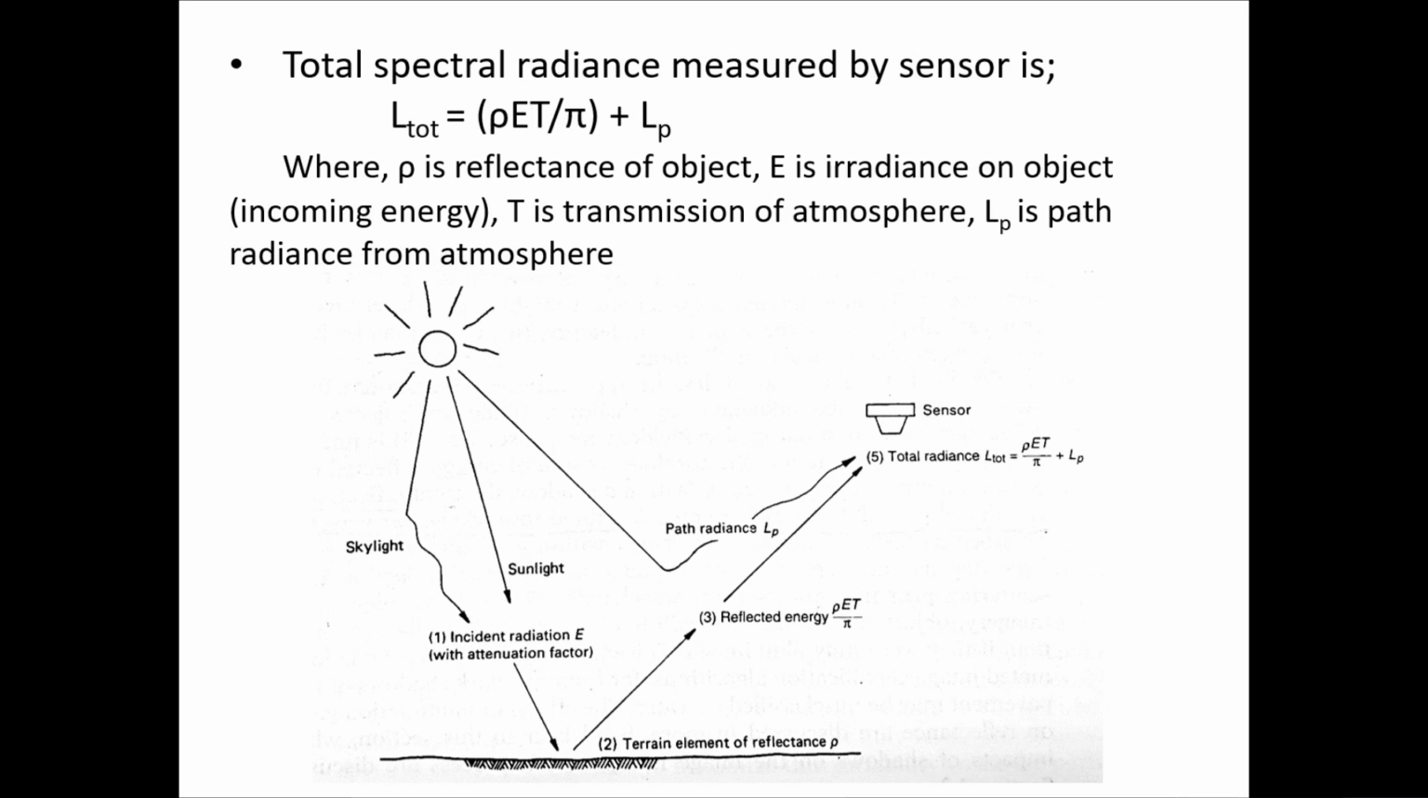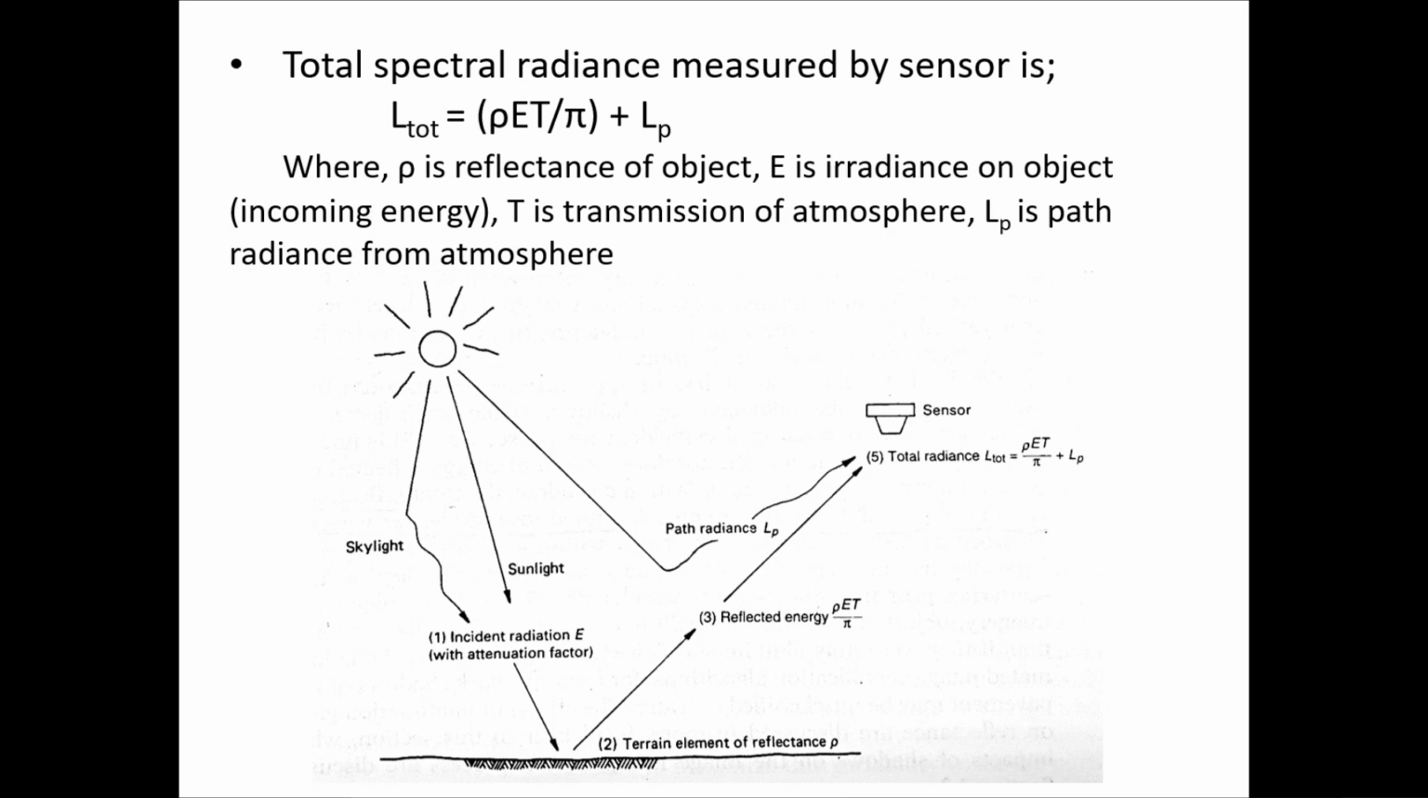So, based on the reflectance of that feature, this incident radiation is reflected, and that reflected energy is given by it as a function of the radiance, that is the incoming radiation, then the transmission, then the reflectance, right? So rho Et by pi, that is my reflected energy. The sensor captures this reflected energy along with some path radiance.